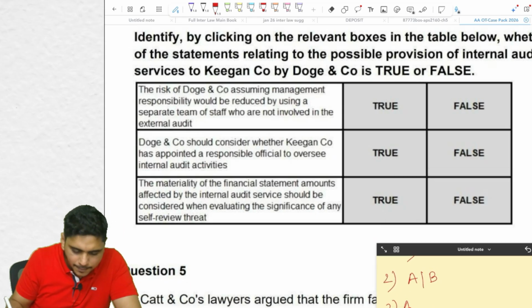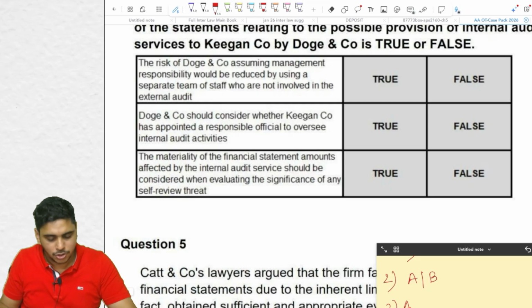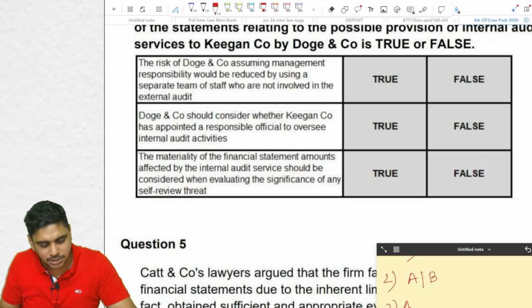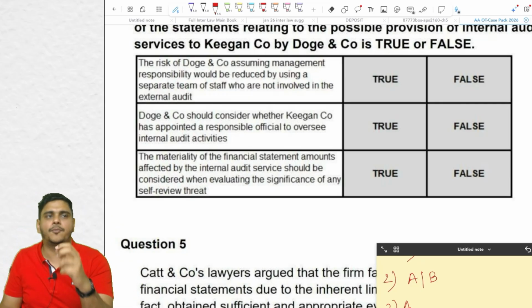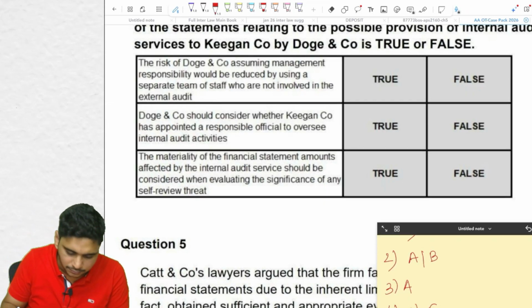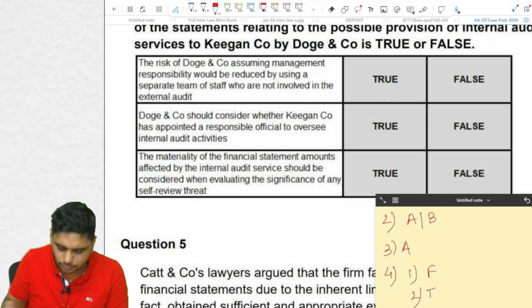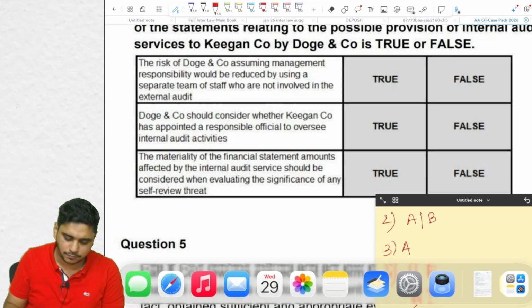Second, Doge and Co should consider whether Keygen has appointed a responsible overseer to oversee internal audit activities. The company must have appointed somebody to oversee internal audit activities. True. Management only has to appoint.